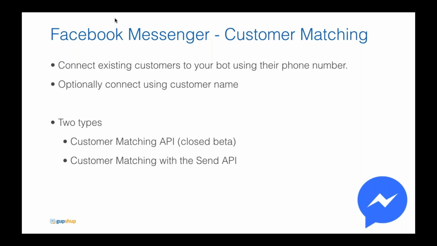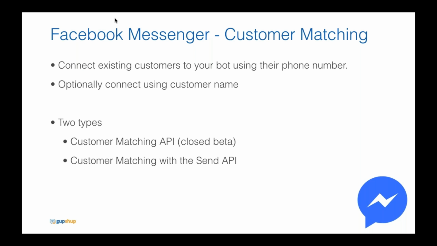One of the things that they launched some time ago was customer matching. What customer matching is, you can connect existing customers to your bot using their phone numbers. What it means is you can look up a user using his or her phone number via the Facebook API. Optionally, you can also use the customer name.